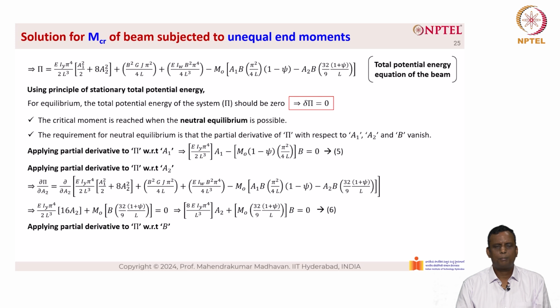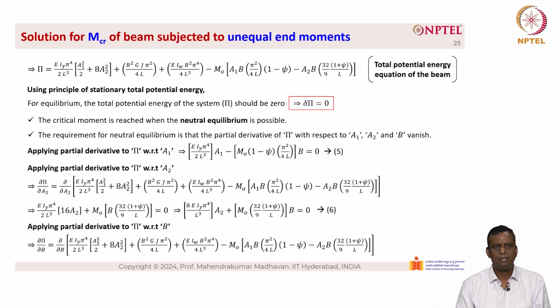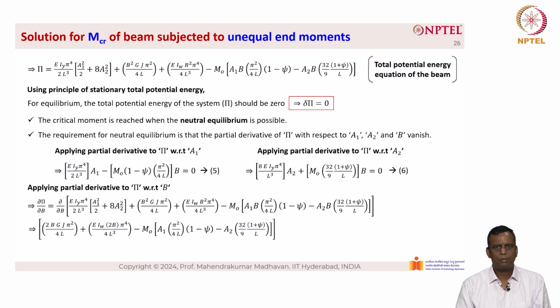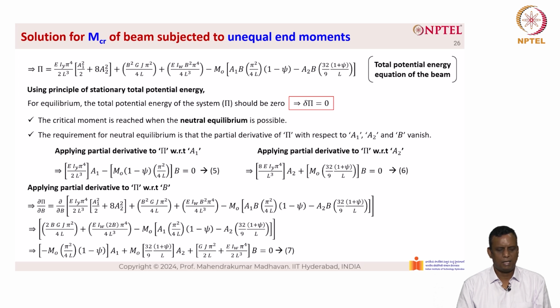Now let us apply the partial derivative of pi with respect to b. When we do so, we get a big equation. Again, this can be further simplified. So when we simplify this further, we have equation 7, which is minus m naught into pi square by 4L into 1 minus psi into a1 plus m naught into 32 by 9 into 1 plus psi by L into a2 plus GJ pi square by 2L plus EIw pi power 4 by 2L cube into b is equal to 0.